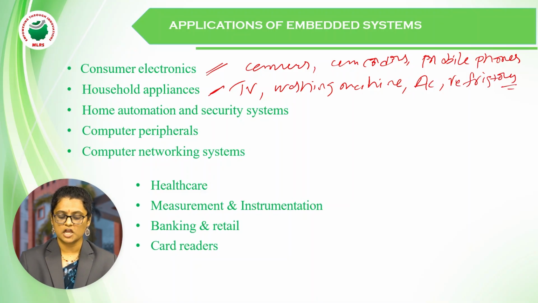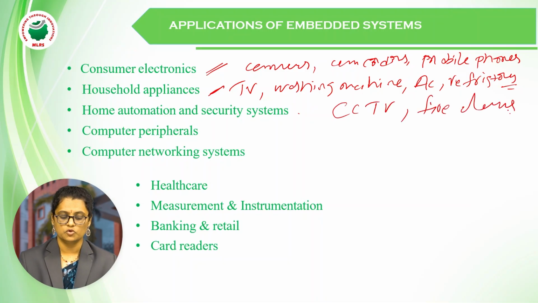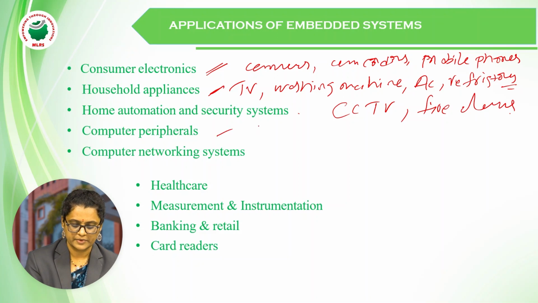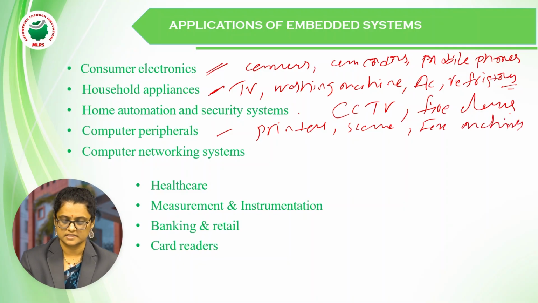And then the third one is home automation and security systems. The best examples are CCTV and fire alarms. Then computer peripherals are printers, scanners, fax machines, like that. And then computer networking systems. The best examples of computer networking systems are network routers and Bluetooth.